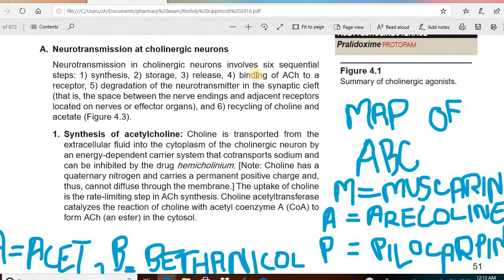Here they have mentioned the definition of the synaptic cleft, which is the space between nerve endings and adjacent receptors located on the nerves or effector organs. And number six step is a recycling of choline and acetate. So first of all, acetylcholine is formed. There is a synthesis. जाहिर बात है कोई चीज़ बनेगी फिर रिलीज होगी. So acetylcholine is formed by the choline. Choline is transported.